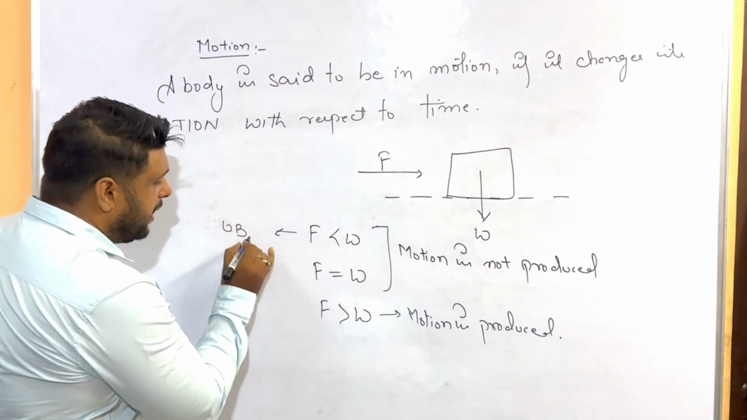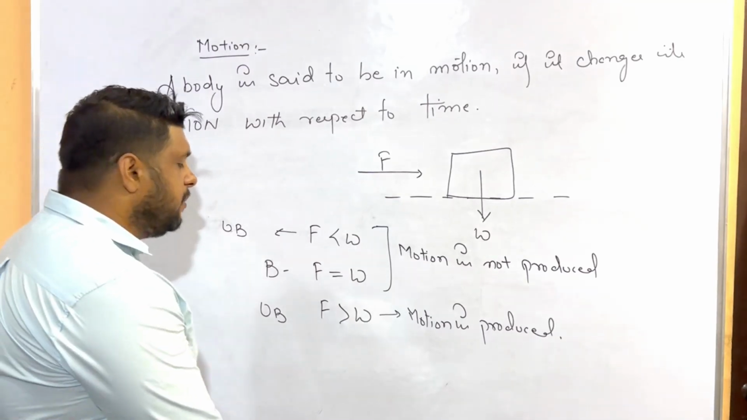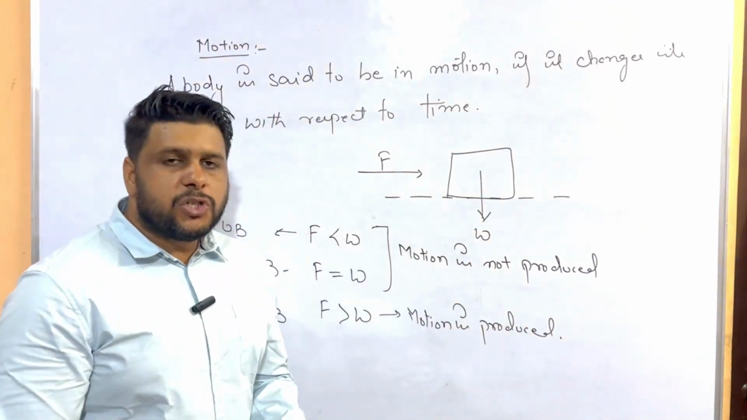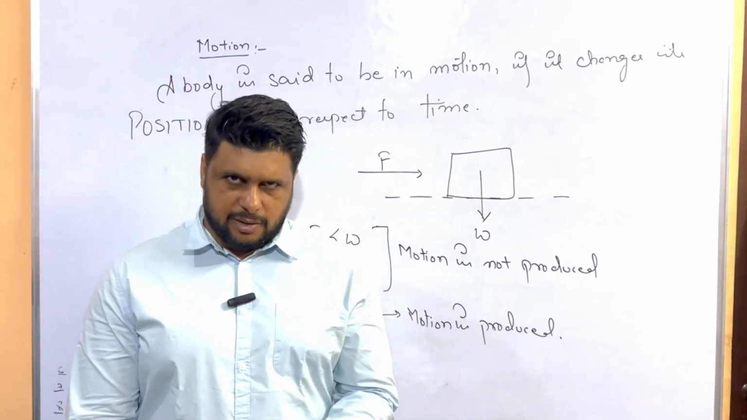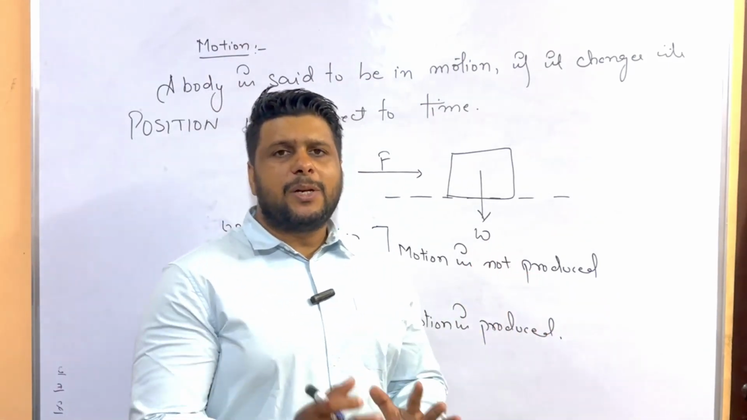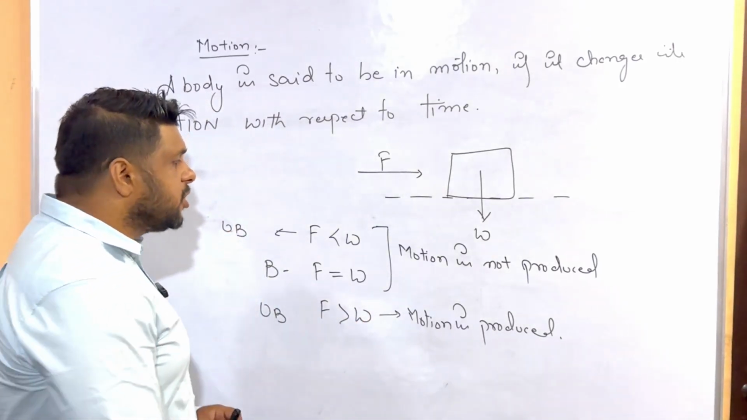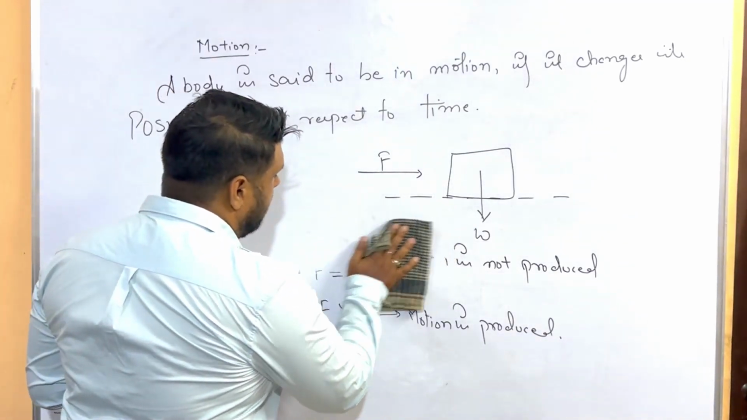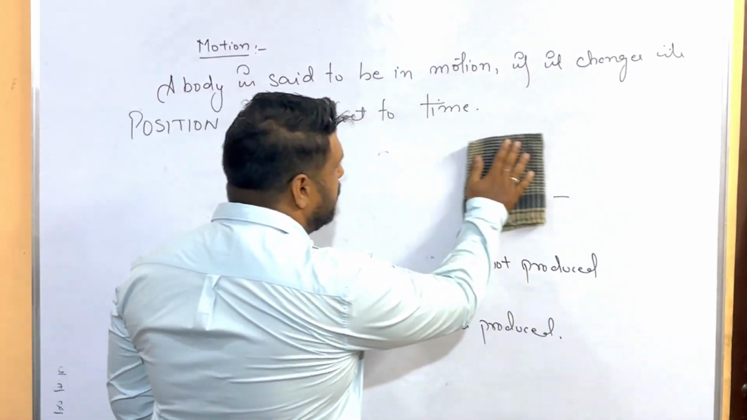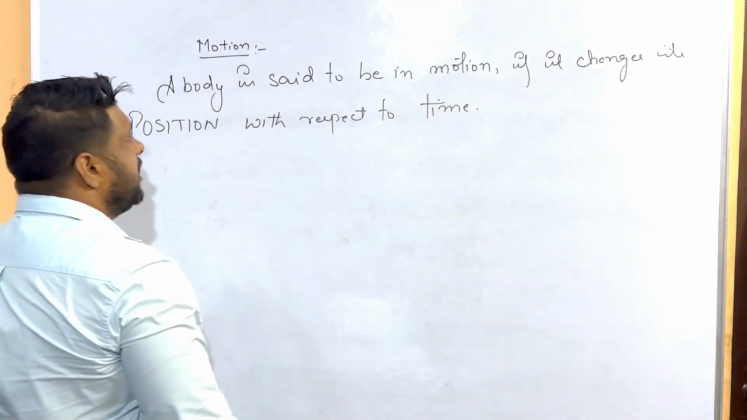And if you see, here we are having unbalanced force. Here also we are having unbalanced force. In this scenario, we are having balanced force. So we can say the motion gets produced only during unbalanced forces. These things we will be talking about in detail when we talk about the dynamics portion. I'm just giving you a heads up here.